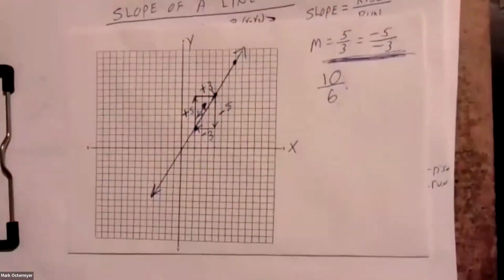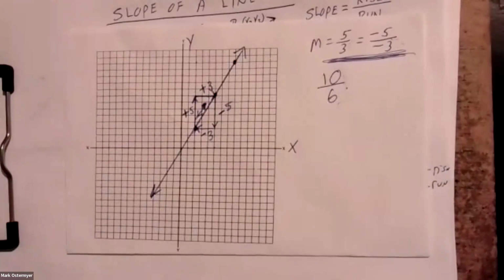By the way, never confuse slope with an ordered pair or a point on the line. The slope of a line is not a point on the line. The slope of a line basically just indicates how much rise and run we would experience if we move from one point on the line to some other point on the line.